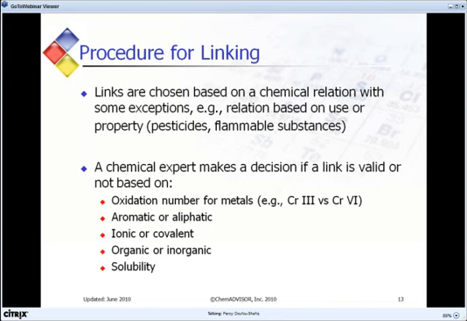Now, a chemical expert has to make a decision if a link is valid or not, and there are a lot of different things that we need to base it on depending on the type of link. For example, oxidation numbers when it comes to metals, regulations that affect chromium-3 compounds versus chromium-6 compounds. Therefore, the oxidation state of a metal in a substance has to be investigated, or aromatic versus aliphatic hydrocarbons, ionic, covalent, organic, inorganic, and also solubility.